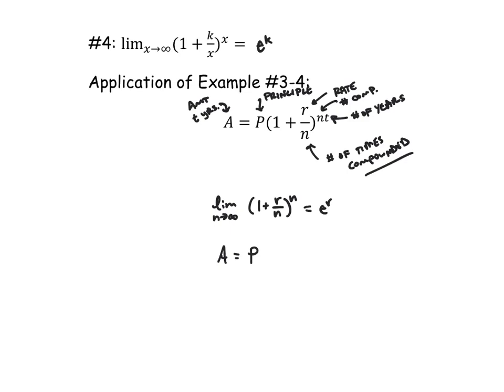Now this whole piece here ends up being e to the r, all to the t power, right? So that's where we come up with PERT. That's where continuously compounded interest comes from, or compounded whatever. It's a really cool application, and that's where e comes from. It is Euler's number. It's built from that concept.